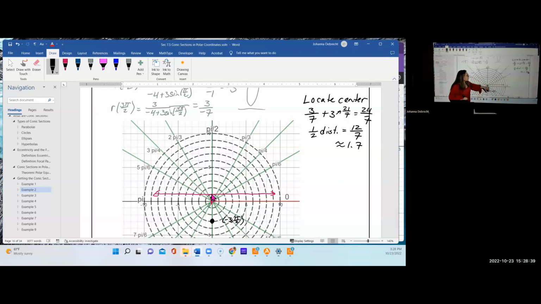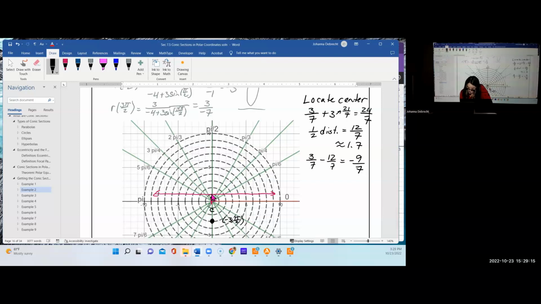All right. So I need to take one of the vertices and find what is 12/7 away from it. So I'm going to take the upper one and subtract that value, because I know it's got to be below it. So 3/7 minus 12/7 gives me -9/7. So the center is at -9/7. And 9/7 is about 1.3. So right about here is the center.